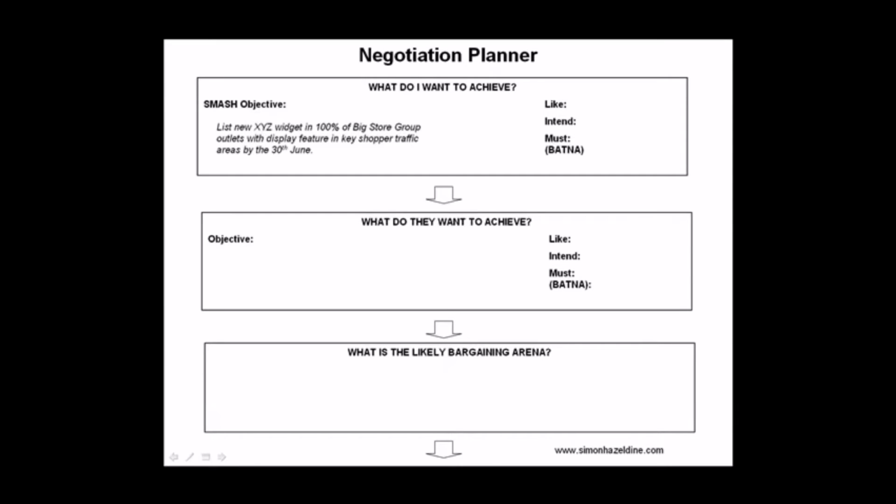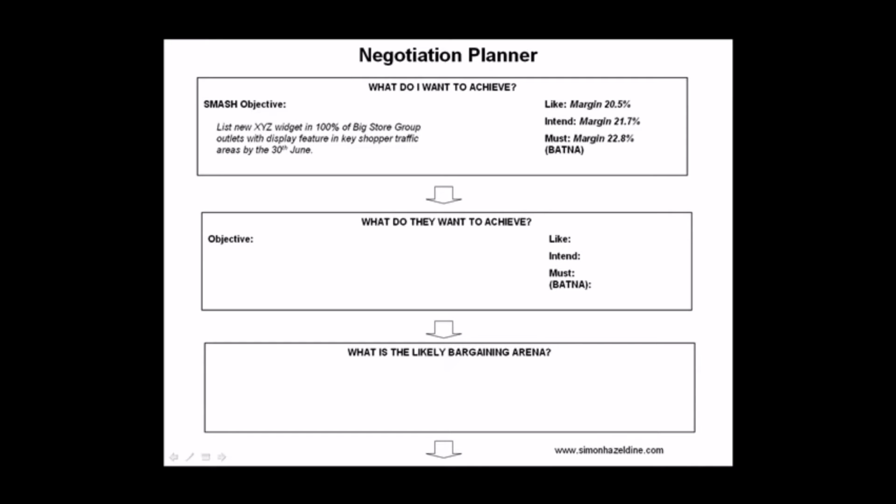So let's take a look at this example. Here the SMASH objective from the manufacturer is to list their new XYZ widget in 100% of the big store group companies' outlets and have a display featuring key traffic areas in the store with a date of the 30th of June. That's specific in terms of it's exactly what you do want. There are some measurable things in there. It is achievable, although stretching for them to list it in every single one of their stores. And potentially we thought about the advantages for them, that this would be good for their business as well.